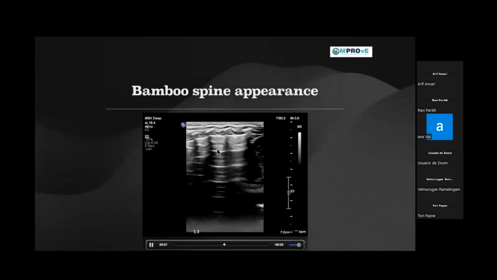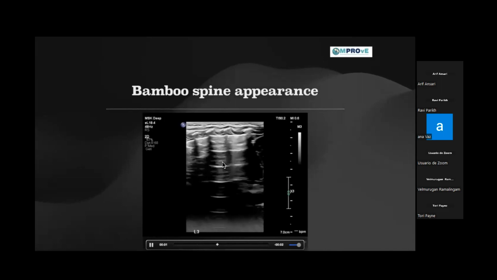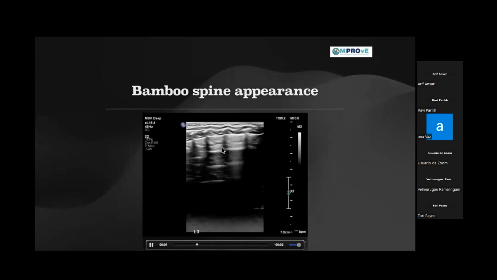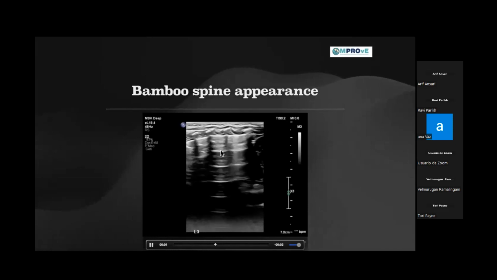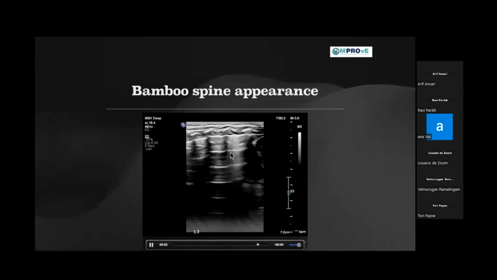You can see the pleural line and all the A lines forming all the way to the bottom of the screen, and it looks like a bamboo. So bamboo spine appearance, or you can say this is a spine with the vertebral bodies. It can appear in normal lung, or you can see a very exaggerated version of this sign in pneumothorax as well.